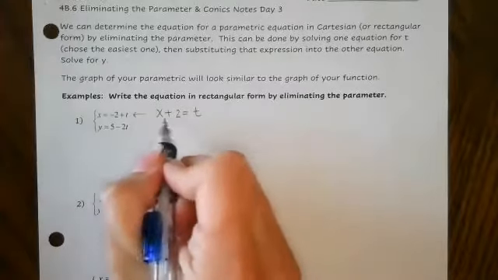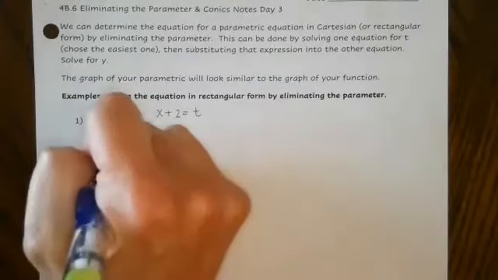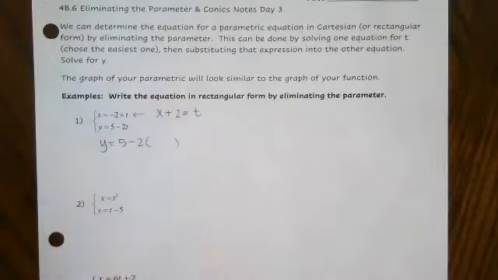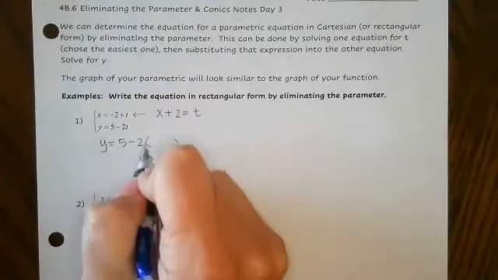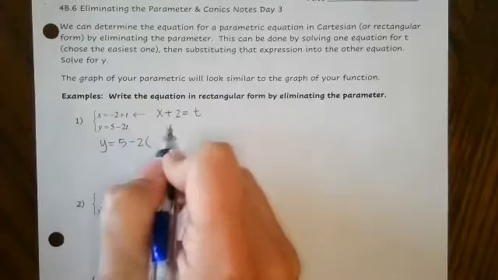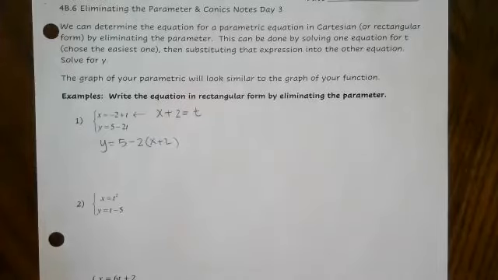Now that I know t is x plus 2, I can plug that in for t in the other equation. So we get y equals 5 minus 2 times t. When we substitute, I have put parentheses there because I'm only going to substitute the t for x plus 2. Everything else stays the same.